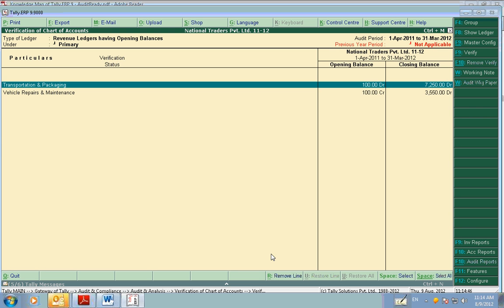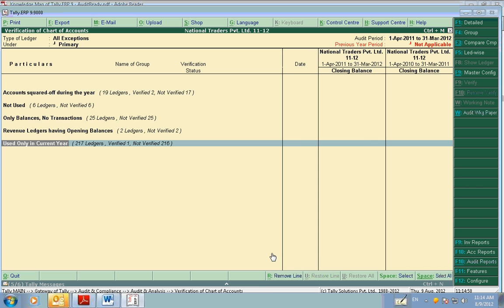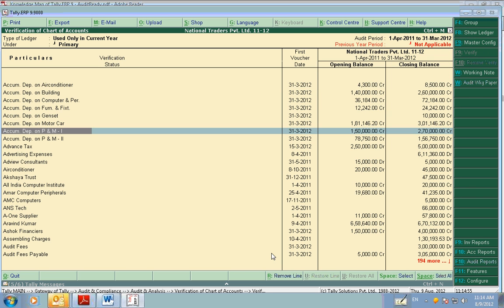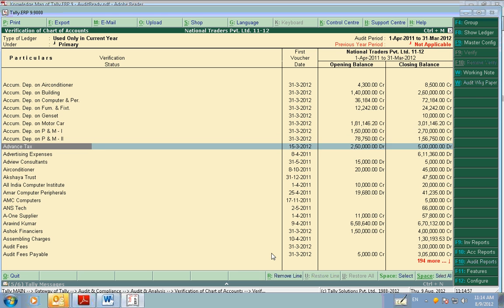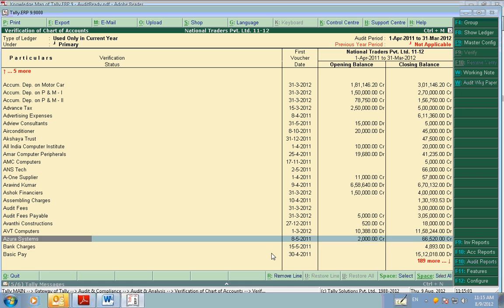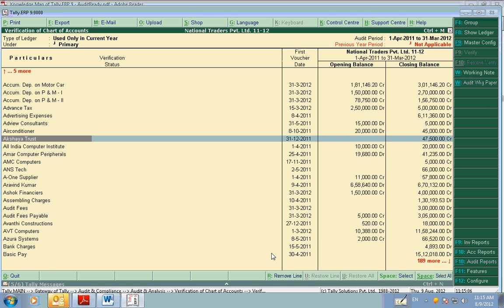So coming to used only in current year. What are these ledgers used in the current year which were not present in the previous year? It's only a check on how these parties have been involved in the current financial year and what the values in the transactions are. Accordingly, they can verify the same. Right?